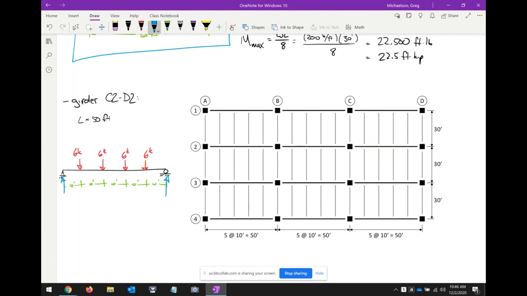It's going to be 12 kips apiece. There you go. All right, perfect. Now I want to show you something pretty slick. Okay, so 12 kips. Now watch this.